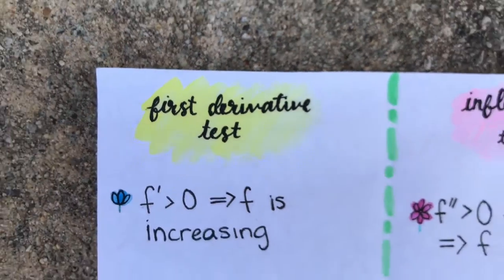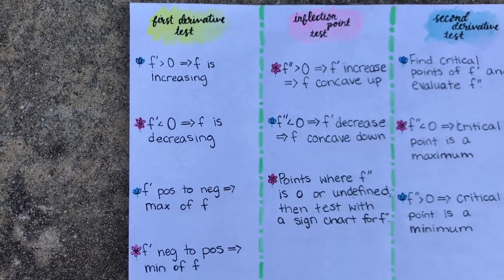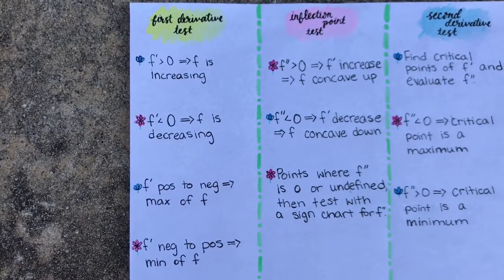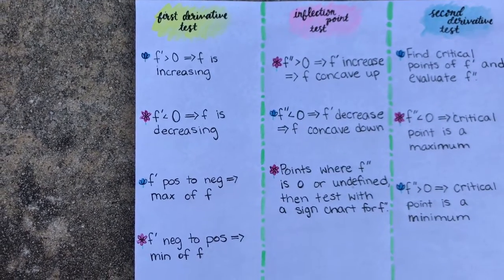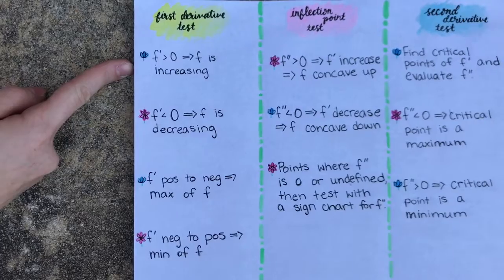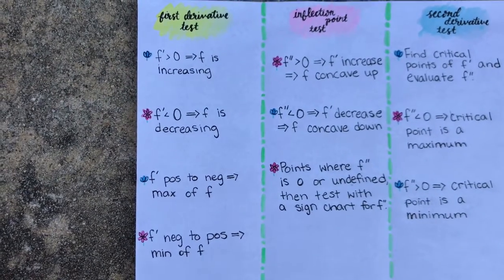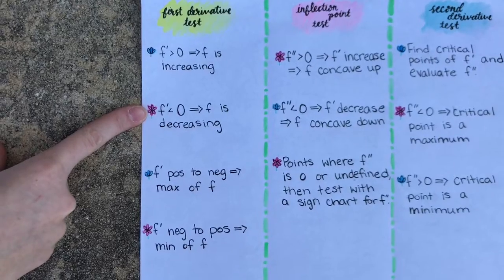First, we'll start off with the first derivative test. So the first step is taking the derivative, or f prime, of the given function. Set the function equal to 0 and find the x values that make f prime equal 0. Anywhere that f prime is greater than 0 means that the original function is increasing at the point. Wherever f prime is less than 0, the original function is decreasing.